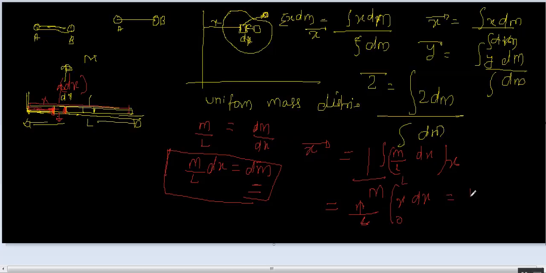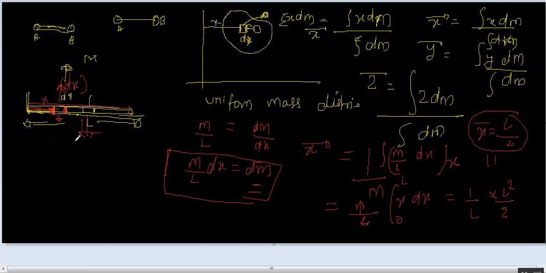Okay, so this will become 1 by l, l square by 2. So what is the center of mass? Center of mass will be L by 2. Okay, x coordinate of center of mass will be L by 2. And what is the y coordinate? If you look at this, whole masses are kept along the x-axis. So y coordinate of all the masses is 0.